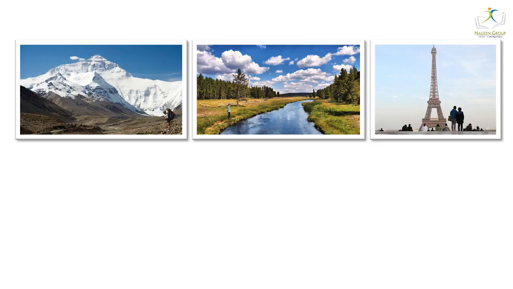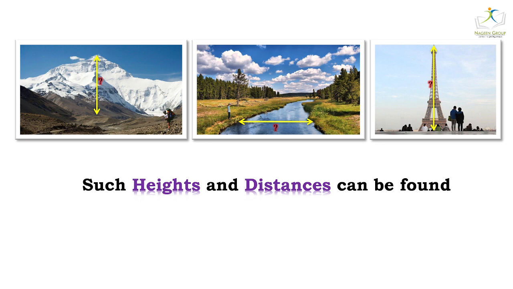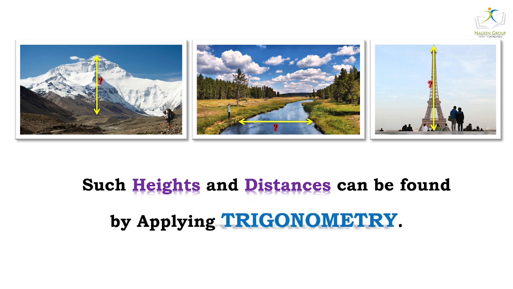So, we have three cases now. अब हमारे पास तीन cases हैं. First is the height of a mountain. Next, we have a width of a river, and third, that is the height of the Eiffel Tower. Such height and distances can be found. ऐसे distances और height हम measure कर सकते हैं. कैसे measure कर सकते हैं? By applying trigonometry. हमारी trigonometry help करती है हमारे को किस चीज के लिए? Height और distances को measure करने के लिए, right?